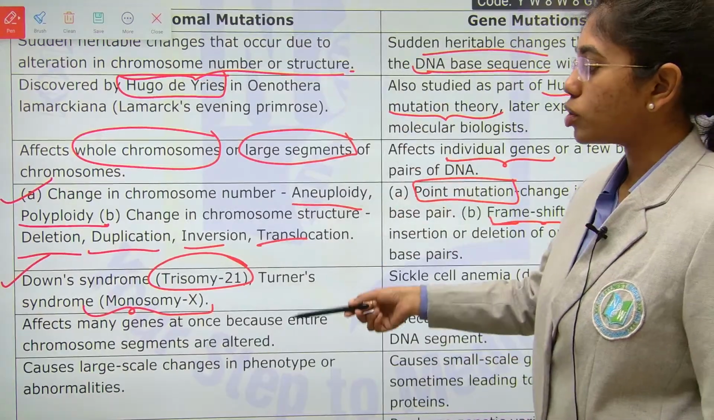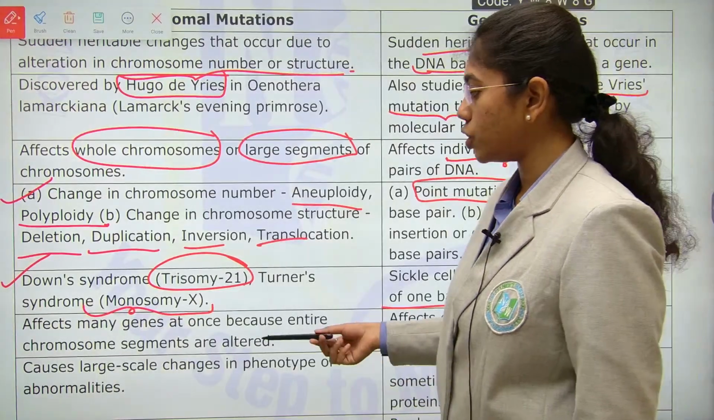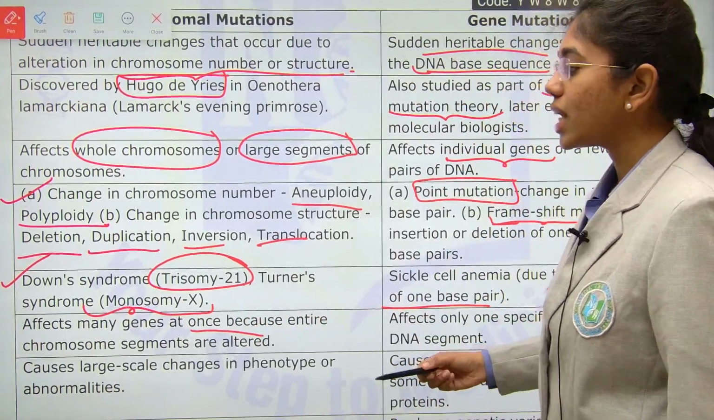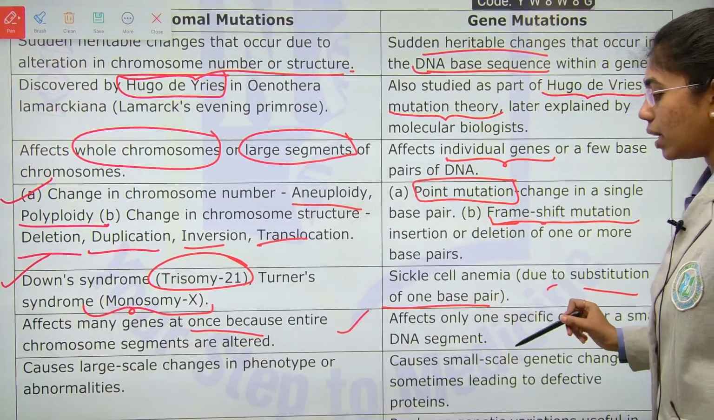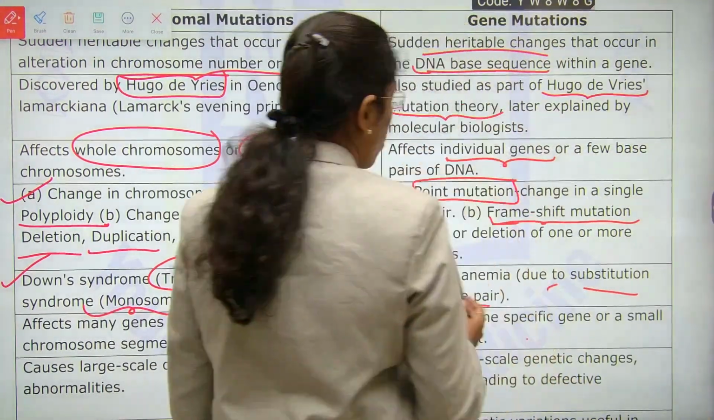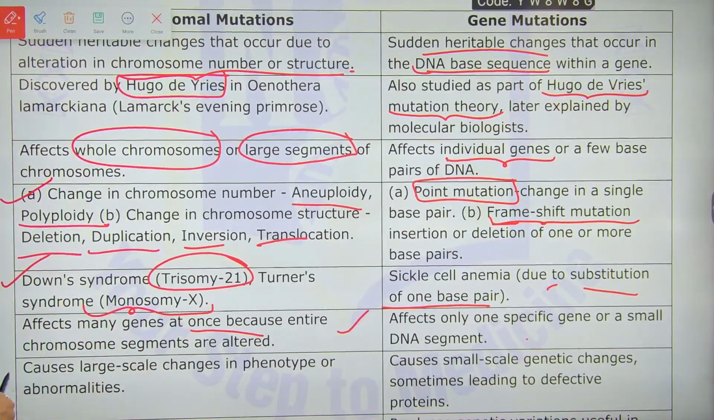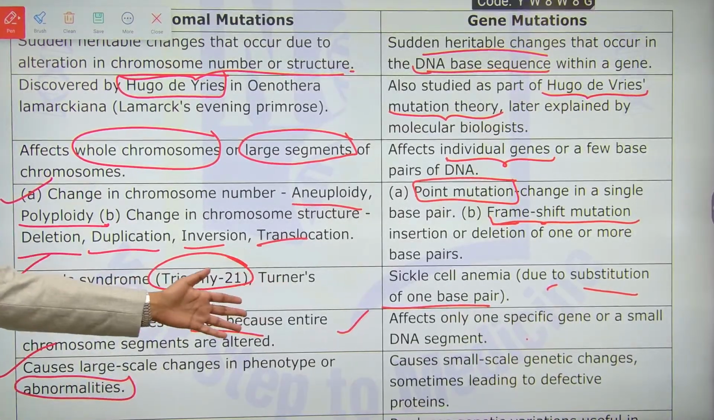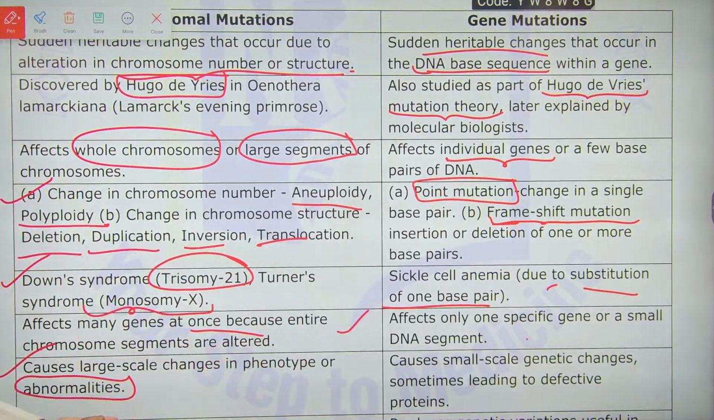And chromosomal mutation. This affects many genes at once because entire chromosomal segments are altered over here. But here, this affects only one specific gene or a small DNA segment. This causes large scale changes in the phenotype or abnormalities, whereas this causes small scale genetic changes, some leading to some defective protein. Fine, right?